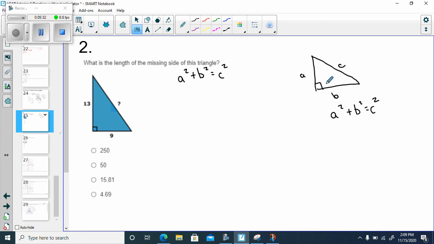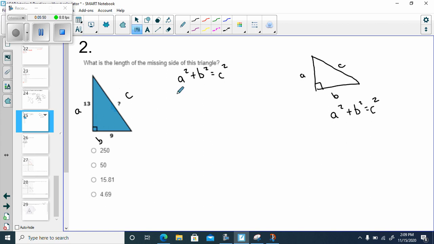So see, your C, which you need to find first, is always across from your right angle. And if you use your formula sheet, it shows you that. So let's find our C. Here's our right angle. This side's going to be our C. It does not matter then which one is A or B.